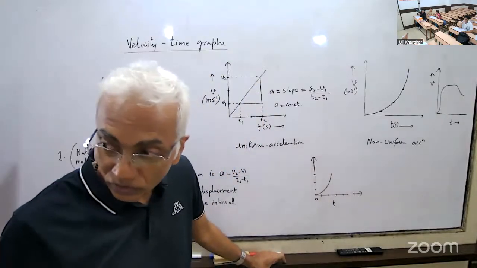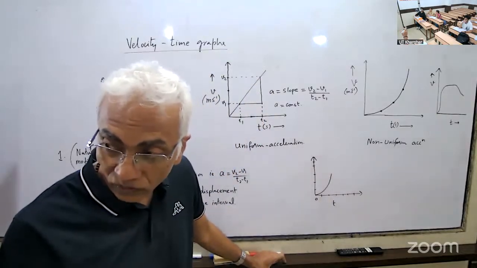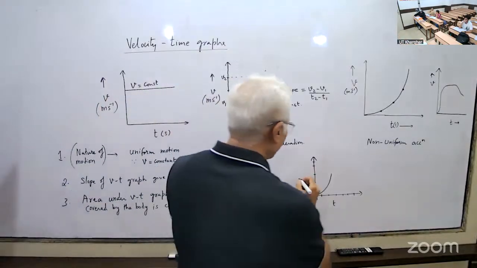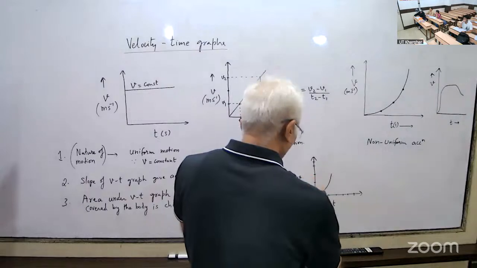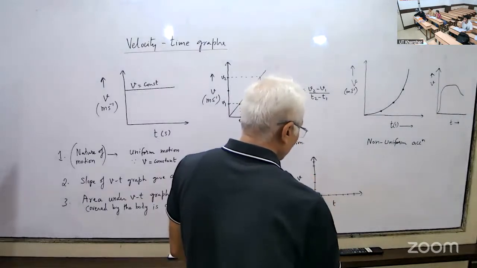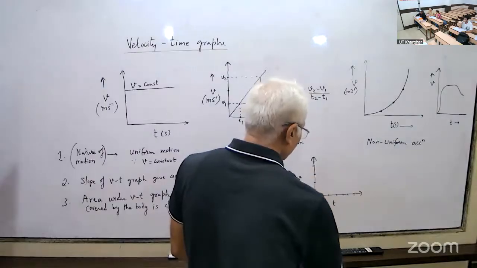Velocity is not uniformly increasing. What is uniform? Acceleration. So if this is the v-t graph, and acceleration is uniform, then a straight line will come. Yes.